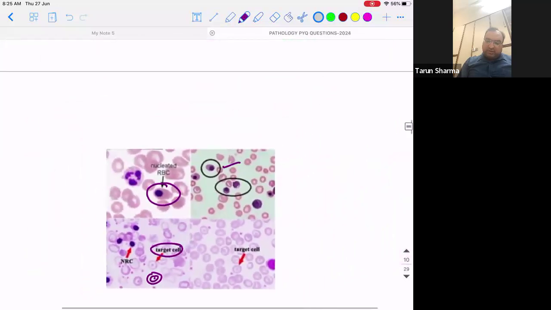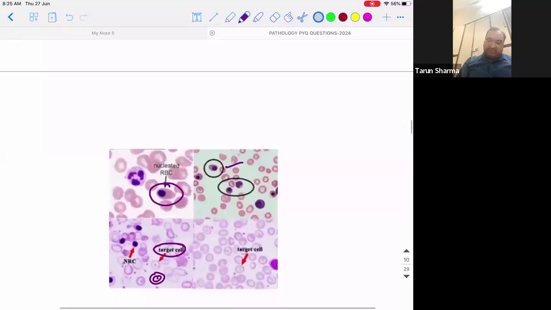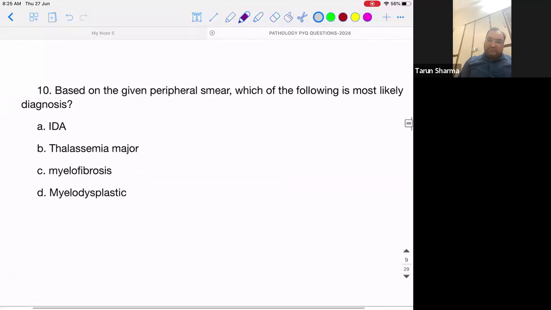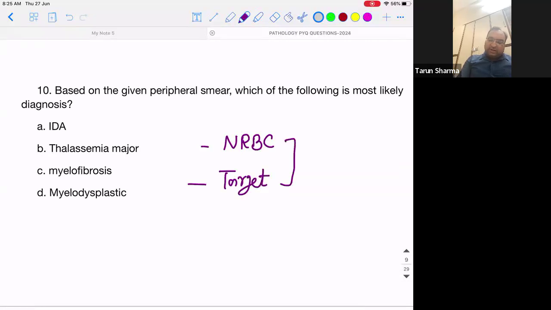So I think now I am very clear that the peripheral blood is giving you two important clues: the nucleated RBCs are there and target RBCs are there. So let's see the options. Two clues are there, NRBC, that is nucleated RBC, and target RBC. I told you that these target RBCs are commonly seen in which condition? Thalassemias or hemolytic anemia. Let's see, is there any option belonging to this category? Yes, option B belongs to this category, thalassemia major.